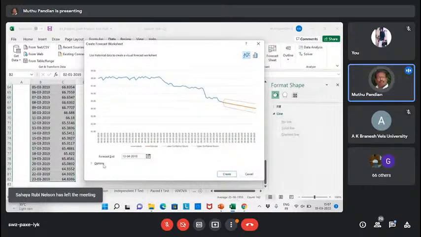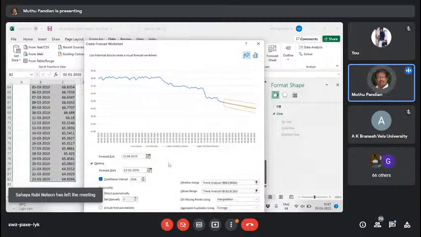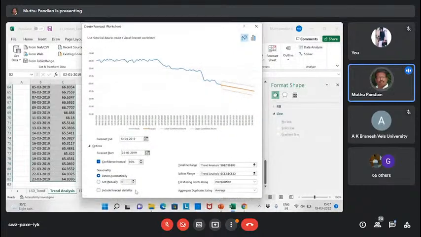Okay. So you want to forecast how much, and what confidence interval you want to use. This is all you can set here. If you want, you can see it like this.